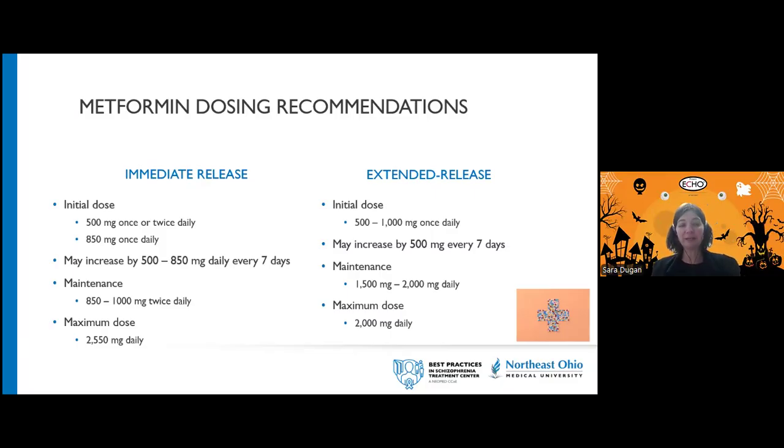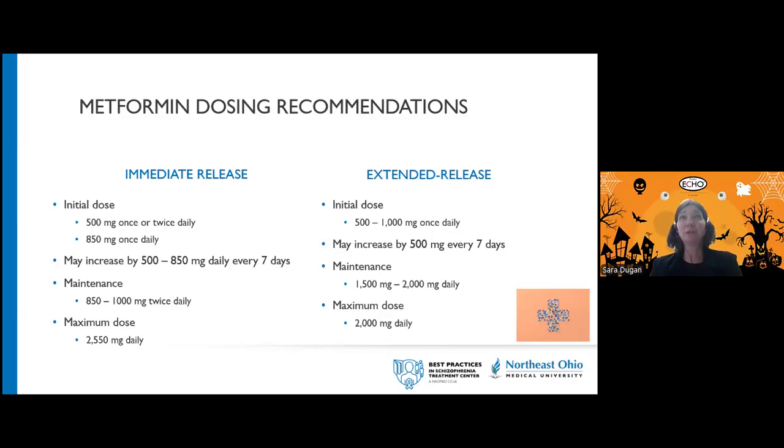Maintenance for diabetes can be between 850 and 1,000 milligrams twice daily. The maximum dose that's been used and that's recommended is 2,550. So that's actually the 850 given 3 times daily, or 2 of them at once, and then in one dose and 1 850 in the second dose.